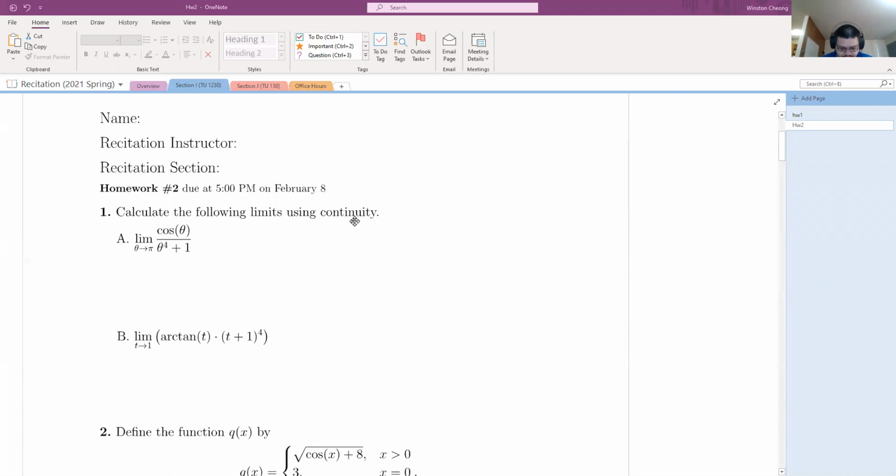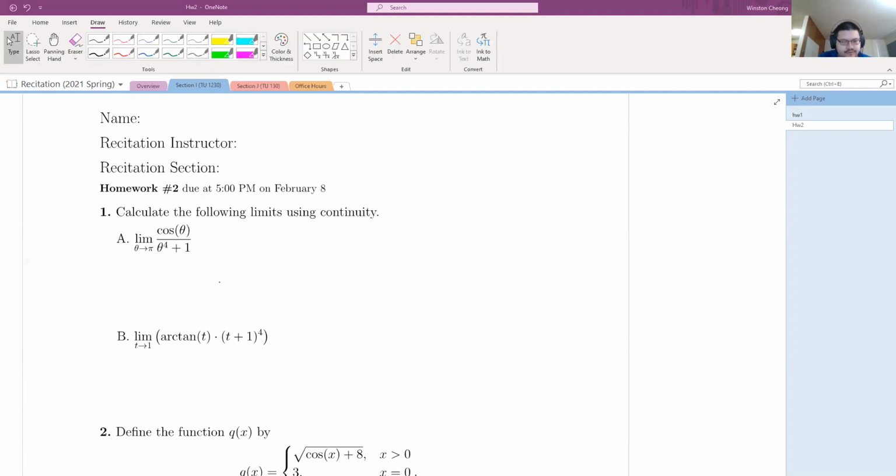So the first two problems involve this notion of continuity. The idea for the first problem with continuity is that one property of continuity is, if your function is continuous, then the limit as x approaches whatever number of f of x is going to be the same thing as directly plugging in. That's one of the properties of being continuous.